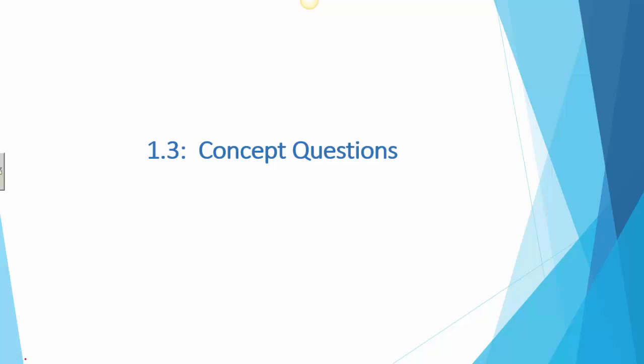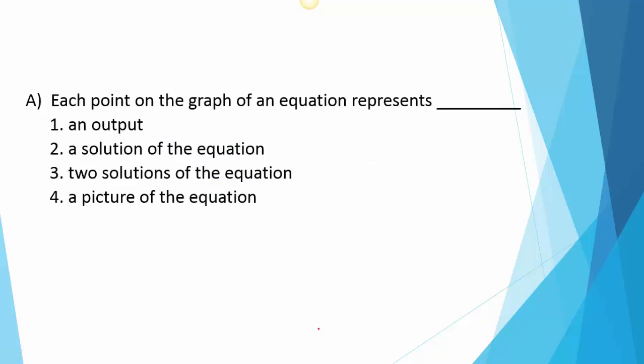Some questions. Let's look at a few questions here. Each point on the graph and equation represents... see if you can figure out what that represents. The correct answer to that is a solution of the equation, because it's not just the output.